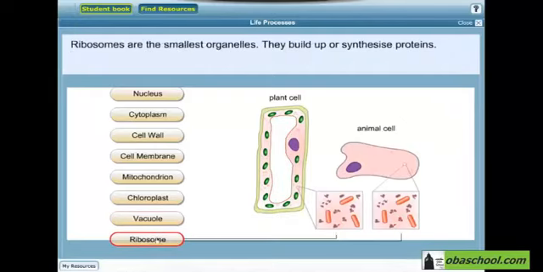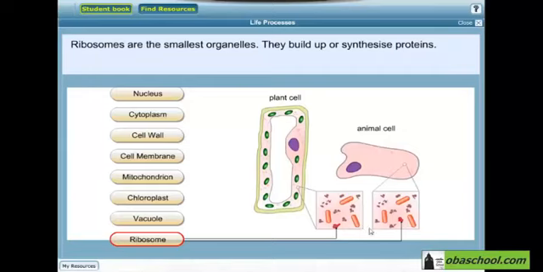Now the final organelle is the ribosome. Here we have magnified parts of the cytoplasm in both plant cells and animal cells. If we remember, we also magnified the cytoplasm to be able to see the mitochondria, the orange rods, and now we're magnifying again because the ribosomes are the smallest organelles. Here we can see these ribosomes next to the mitochondria.